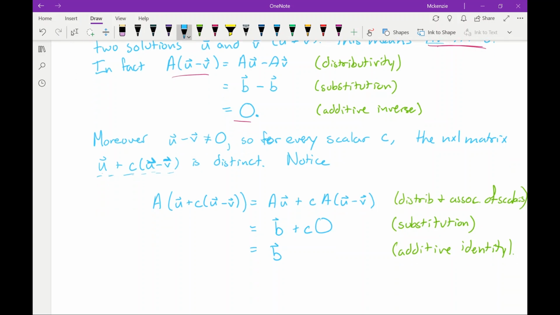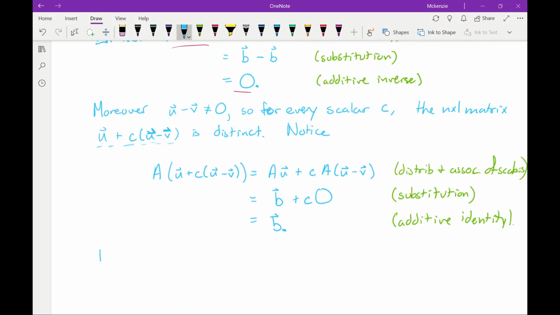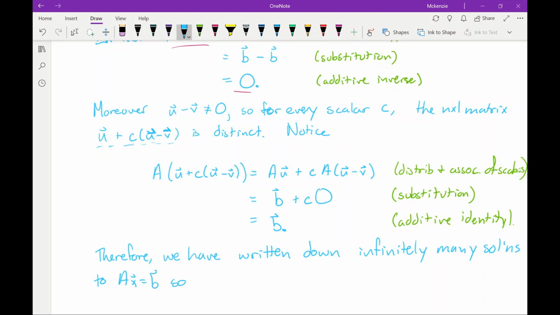All right, so end of a sentence, we put our period. So therefore, we have written down infinitely many solutions to Ax equals b. So we are in case B of theorem 2.5. All right, and we'll put our QED box to tell the reader that we've finished.